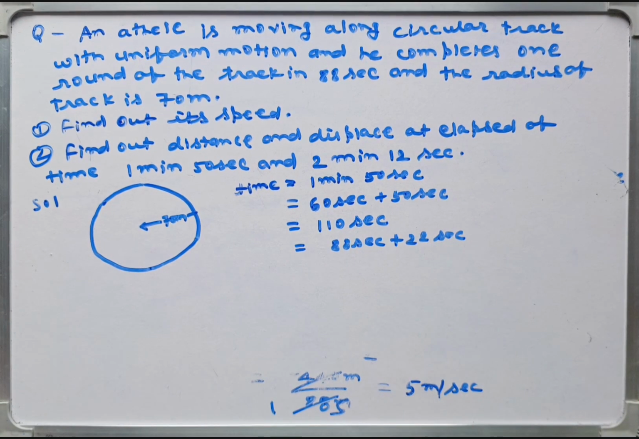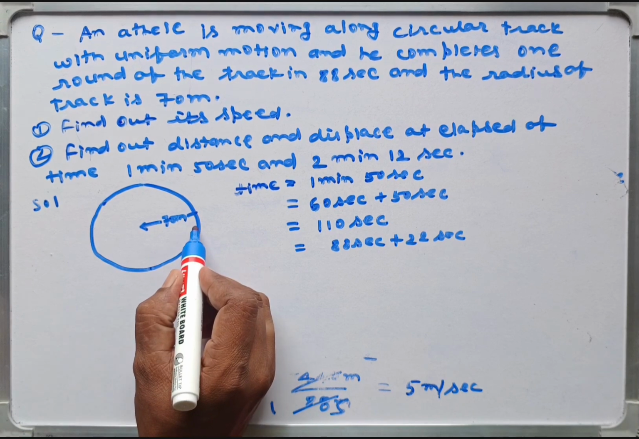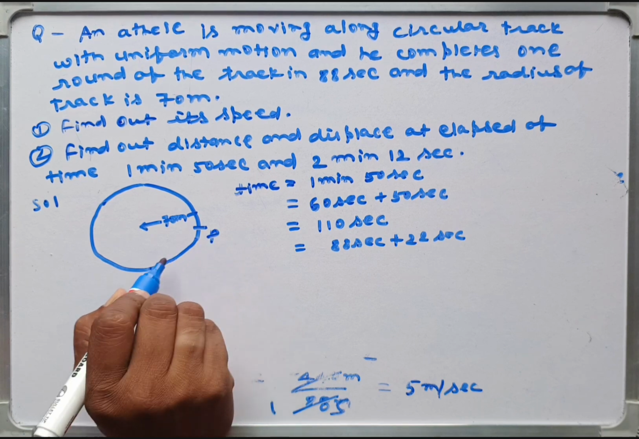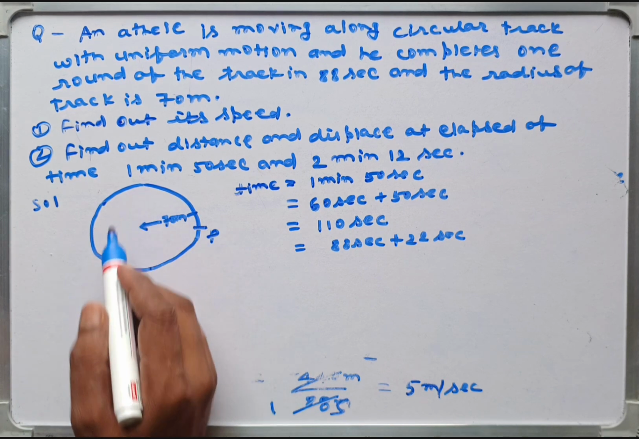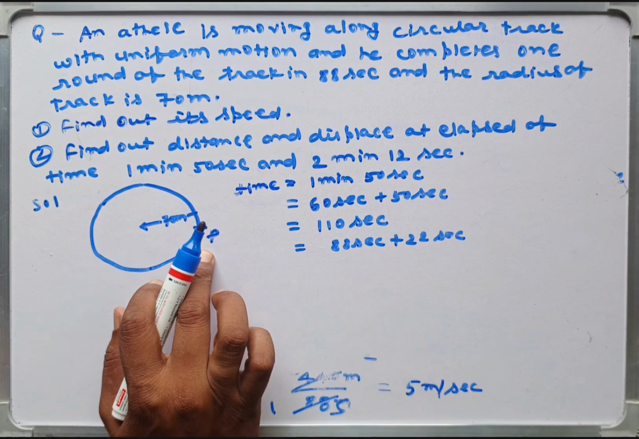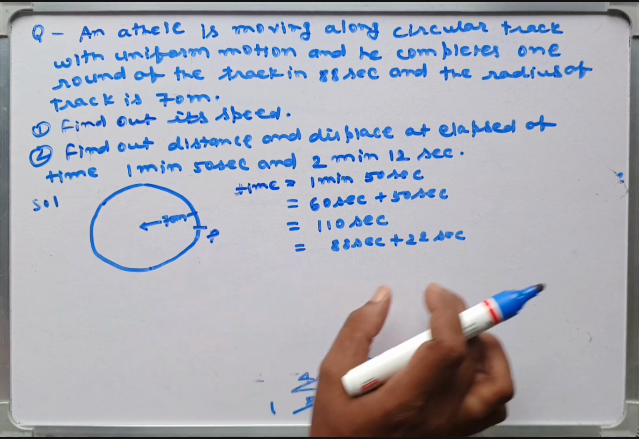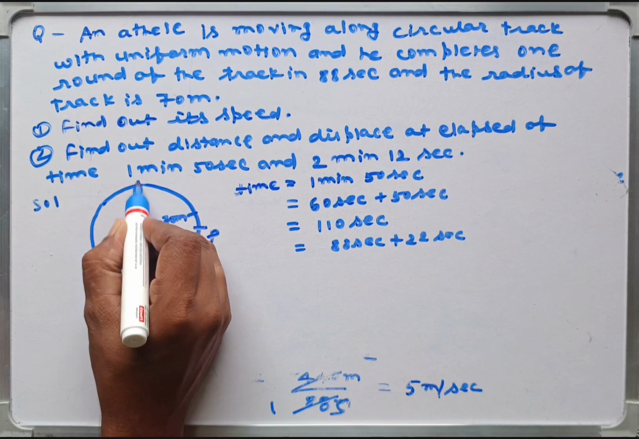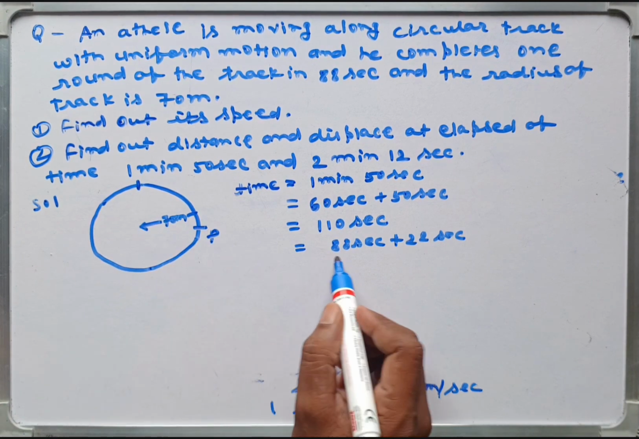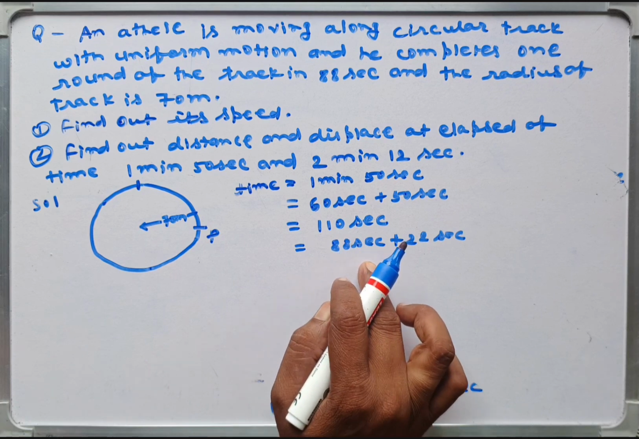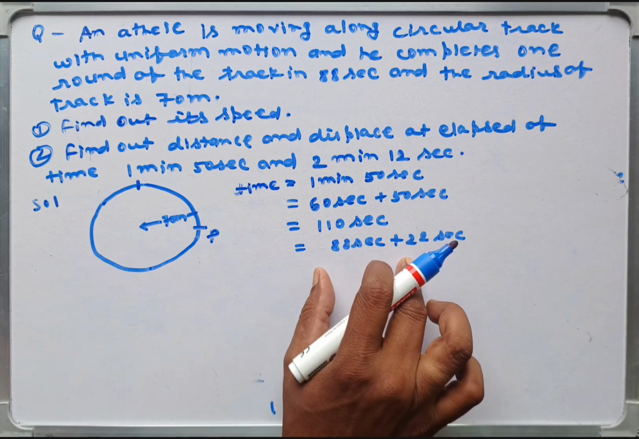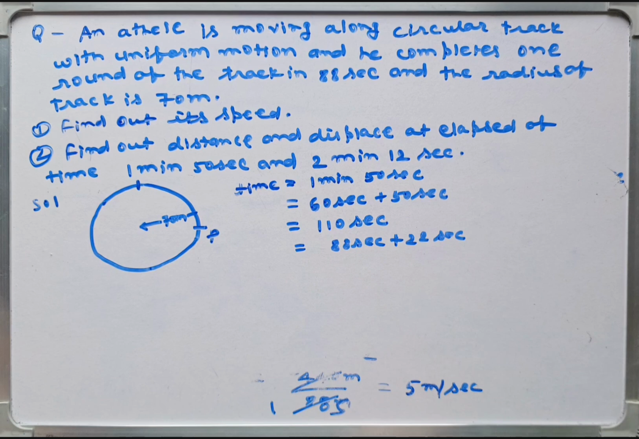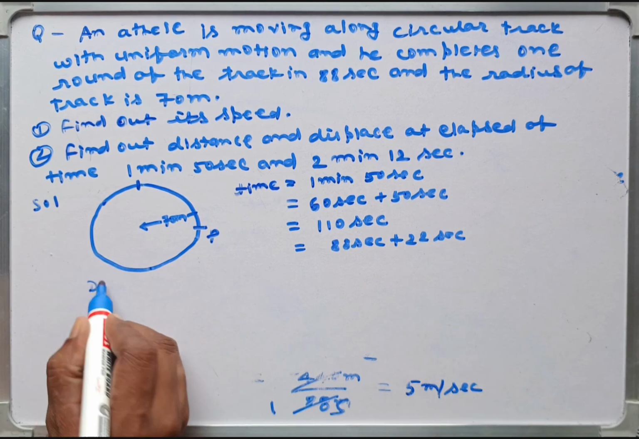So what you get here, if the object or athlete is starting from point P, then it takes 88 seconds to complete one round. Then after elapse of 22 seconds the athlete will be here, because this is 1/4 time of one complete round.